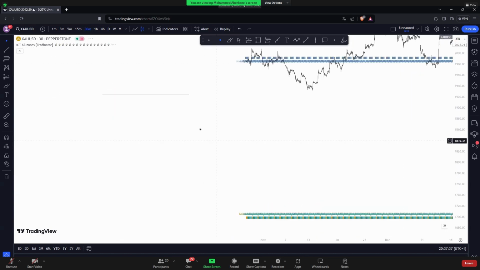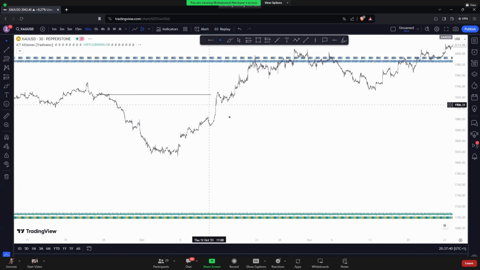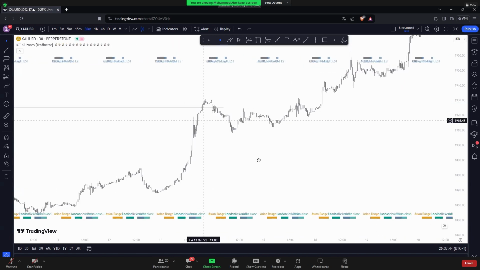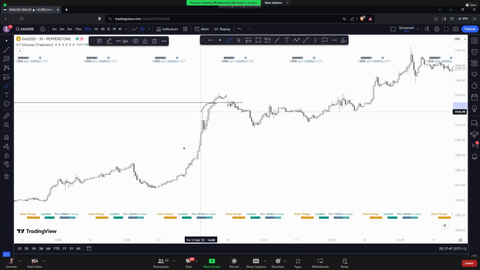So here we have M30. Just imagine how M15 looked in this scenario here. So look at that. Do you see how price is approaching this daily, weekly?